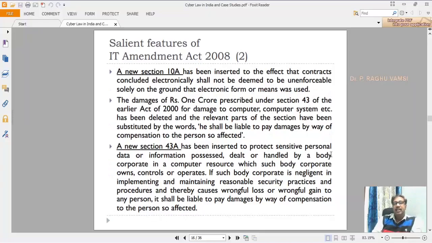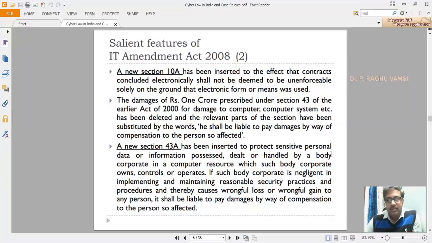A new section 10A has been inserted to affect the contract concluded electronically shall not be deemed to be unenforceable solely on the ground that electronic form or means was used. So even after ending of the contract also, you cannot force to make use of the electronic form or content. So previously this particular thing was there, that was removed by making the section 10A.